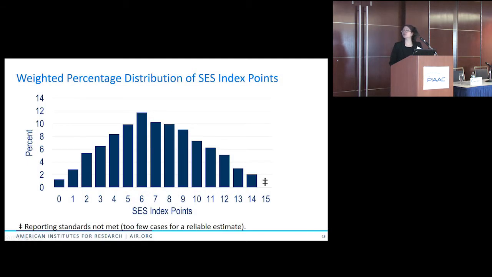For our SES variable, we get an almost normal-looking distribution ranging from 0 to 15, although we did not display the results for 15 because there are not enough cases for a reliable estimate. And next, I will hand over the clicker to my colleague, Markus Broer.